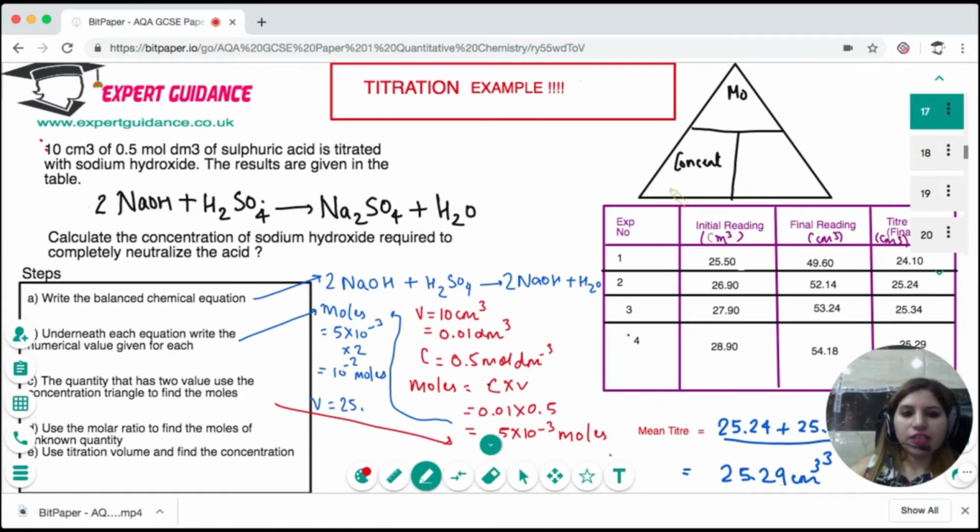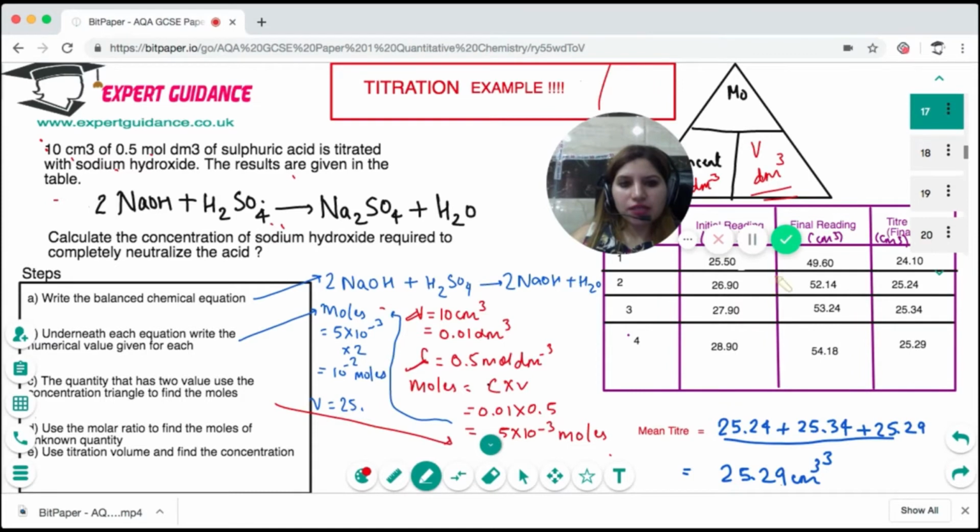Now for this, we will take the help of the moles triangle. The concentration is in moles per dm³ and the volume is in dm³. The question here says that 10 cm³ of 0.5 moles per dm³ sulfuric acid is titrated with sodium hydroxide. So for sulfuric acid, we need both the volume and the concentration. And for the NaOH, we do not know anything. We just find out the volume from the titration. So we did the runs, final volume, initial volume, and we got the mean titer.